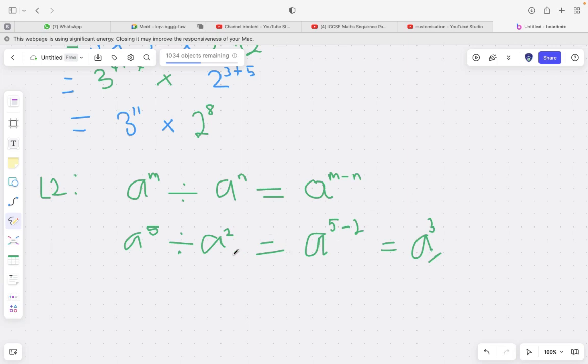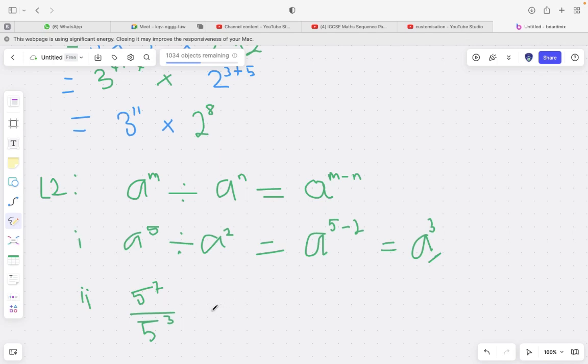Now let's take a look at other examples for the second law and see how we apply it. This was Roman figure 1. Now let's try Roman figure 2. For example, they give you 5 to the power of 7 over 5 to the power of 3. If you are given this, they say solve this, evaluate this, simplify this. These are the terms they normally use.